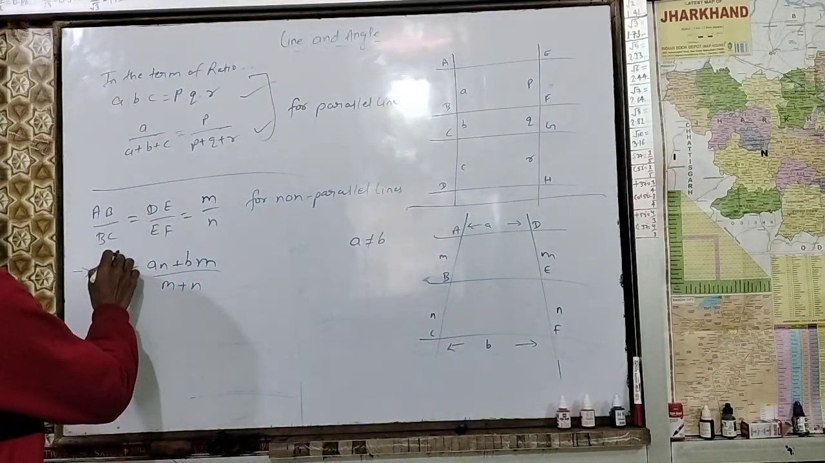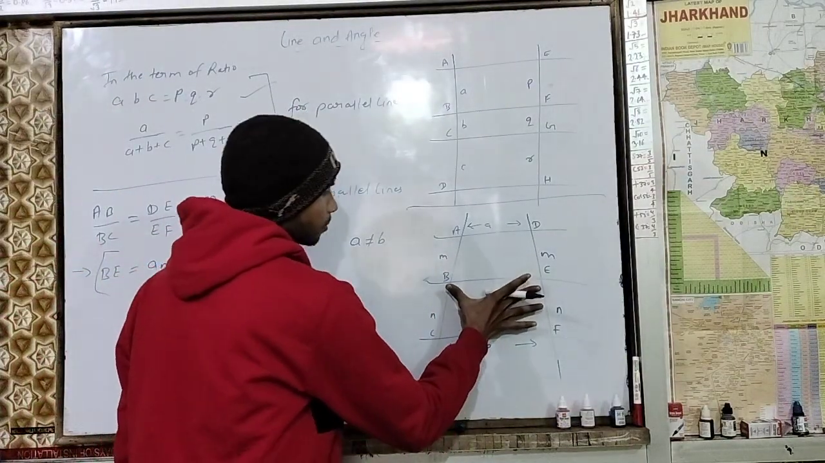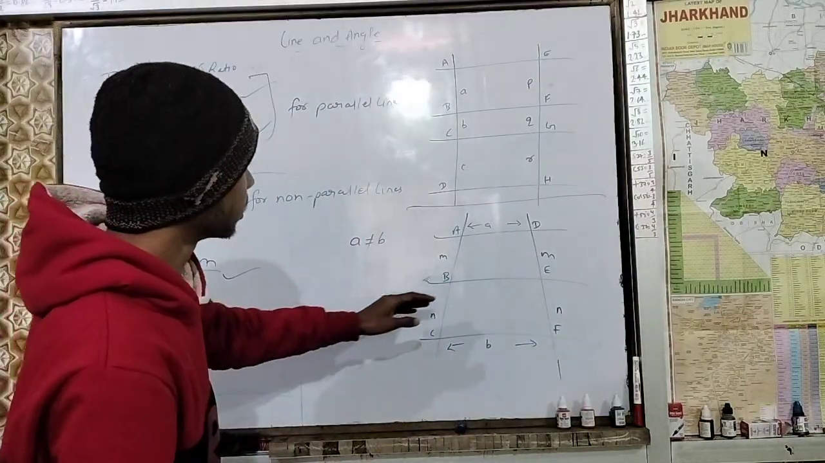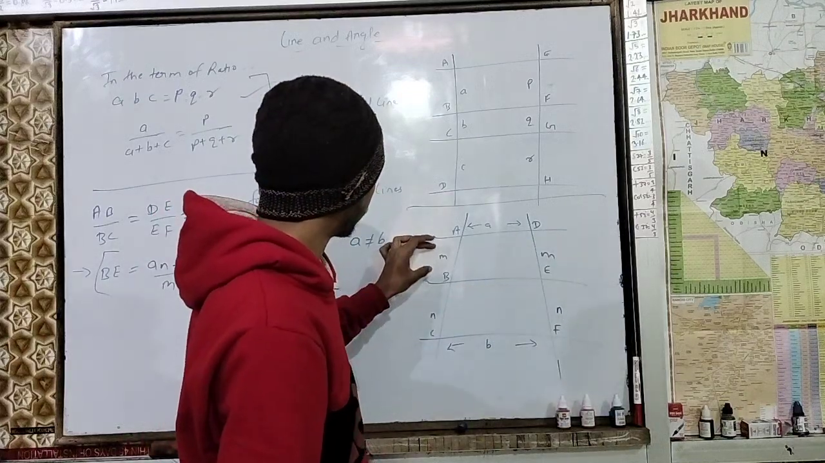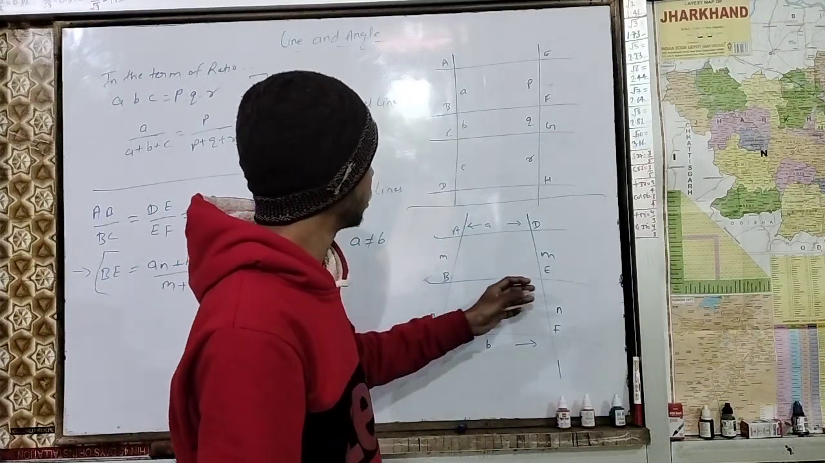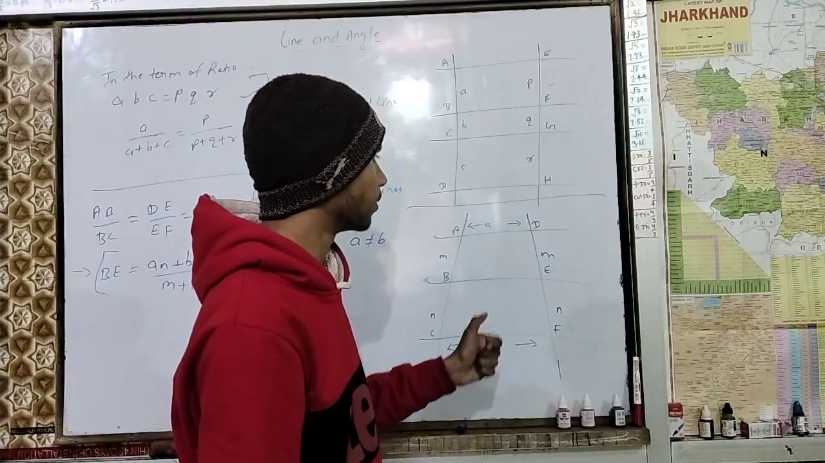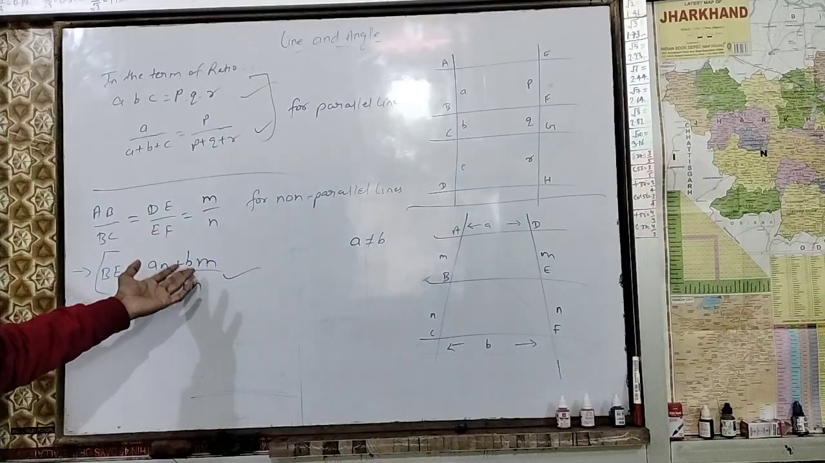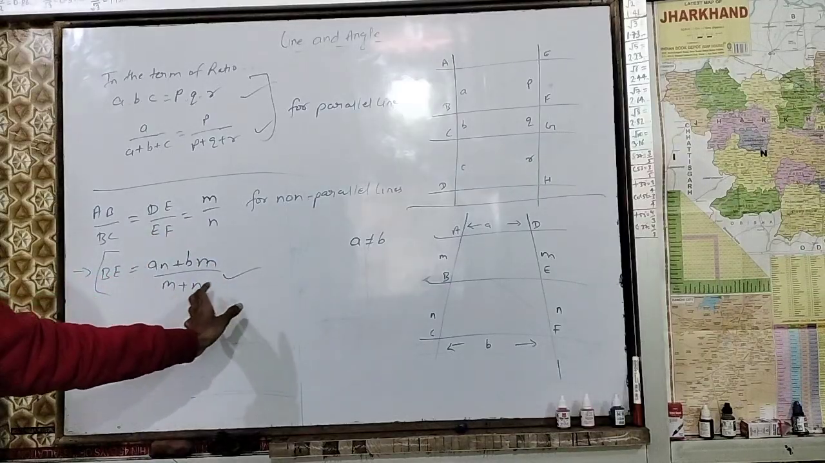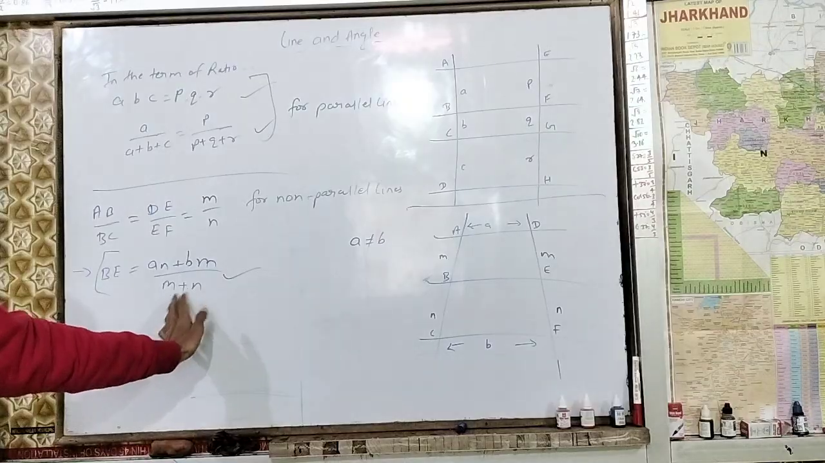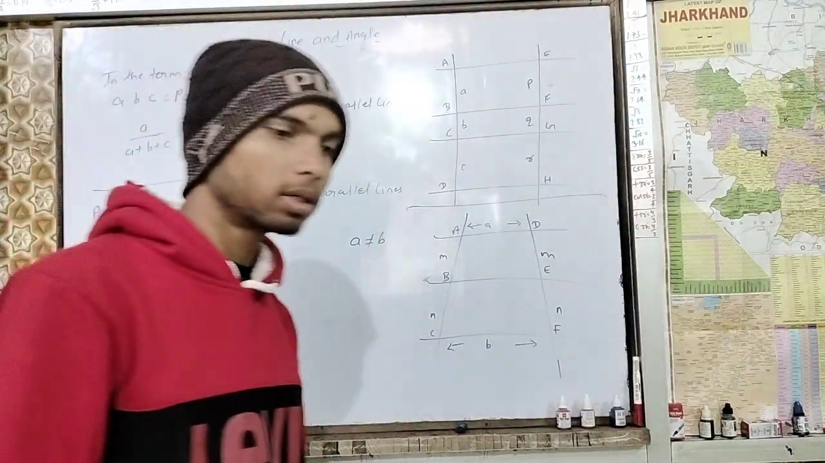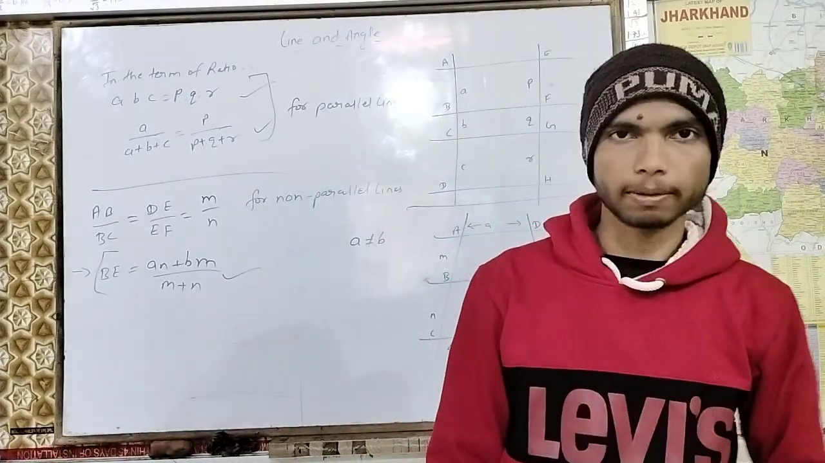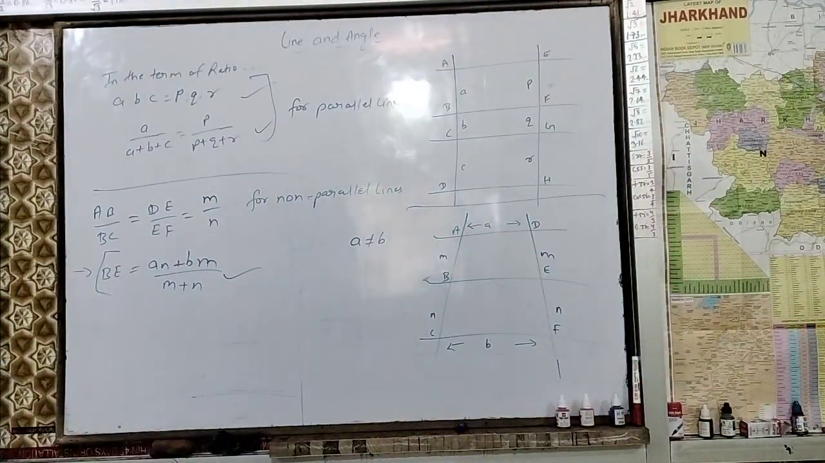To calculate BE, this line, we will use this formula. To calculate any, for example, the value of this AB is given, BC is given, EF is not given, D is given, then we can use this formula. It looks very easy, but when it comes to this, BE is equal to AN plus BM upon M plus N, it looks scary. But when we do a lot of equations based on this formula, it will become easy. Okay.